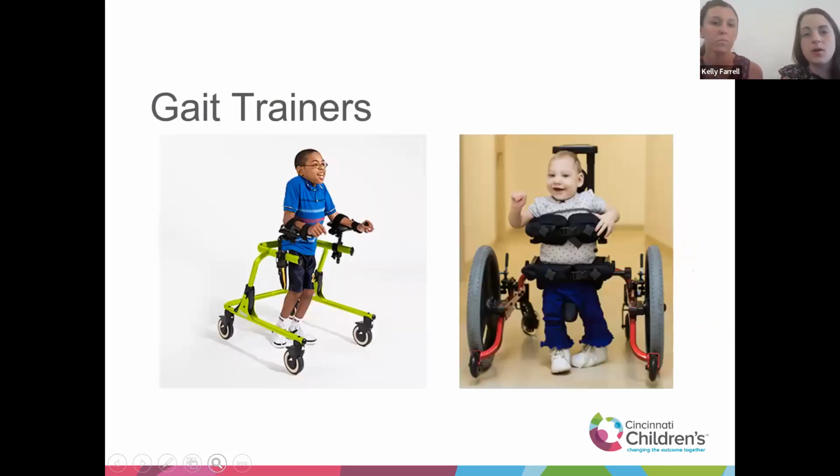So next we will be going over different types of walking mobility aids. The first one being gait trainers. These are used with individuals who need some extra support to achieve walking, and it allows them to independently walk for shorter distances in the home. Usually we do not see these out in the community as much because they're a little bit hard to get in and out of a car. The one on the left is called a Rifton Pacer, and the one on the right is actually a Kid Walk.